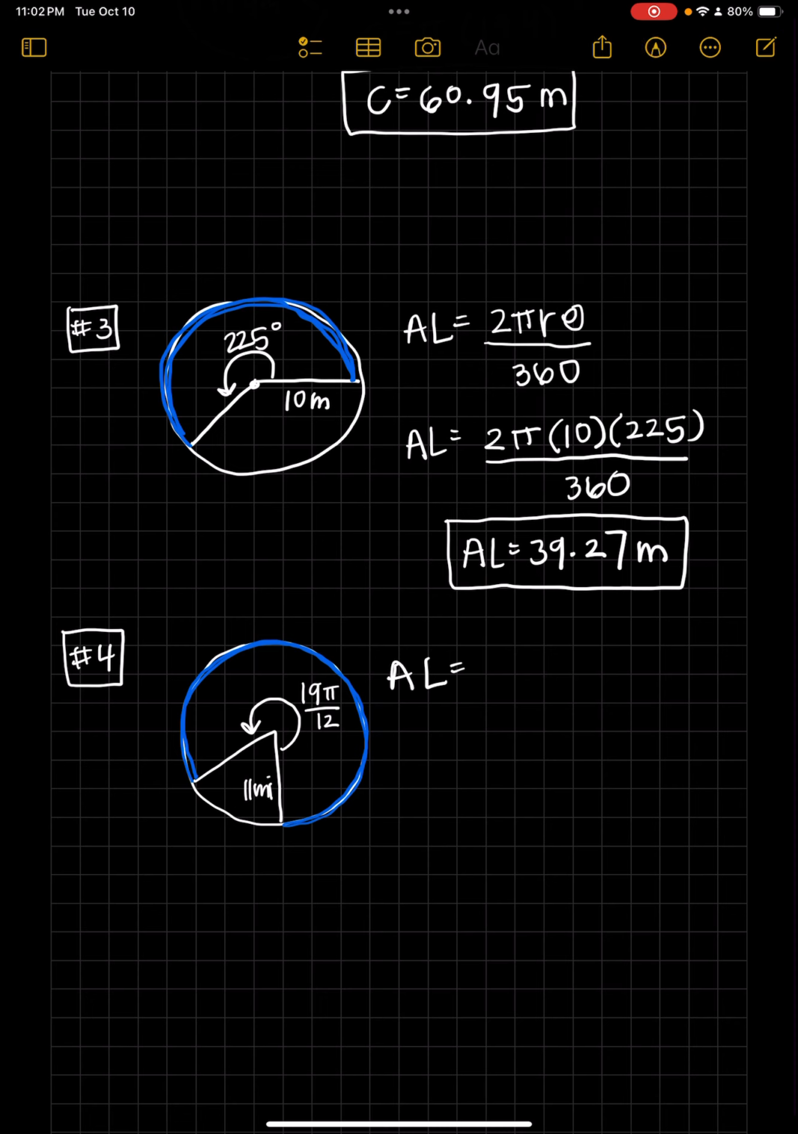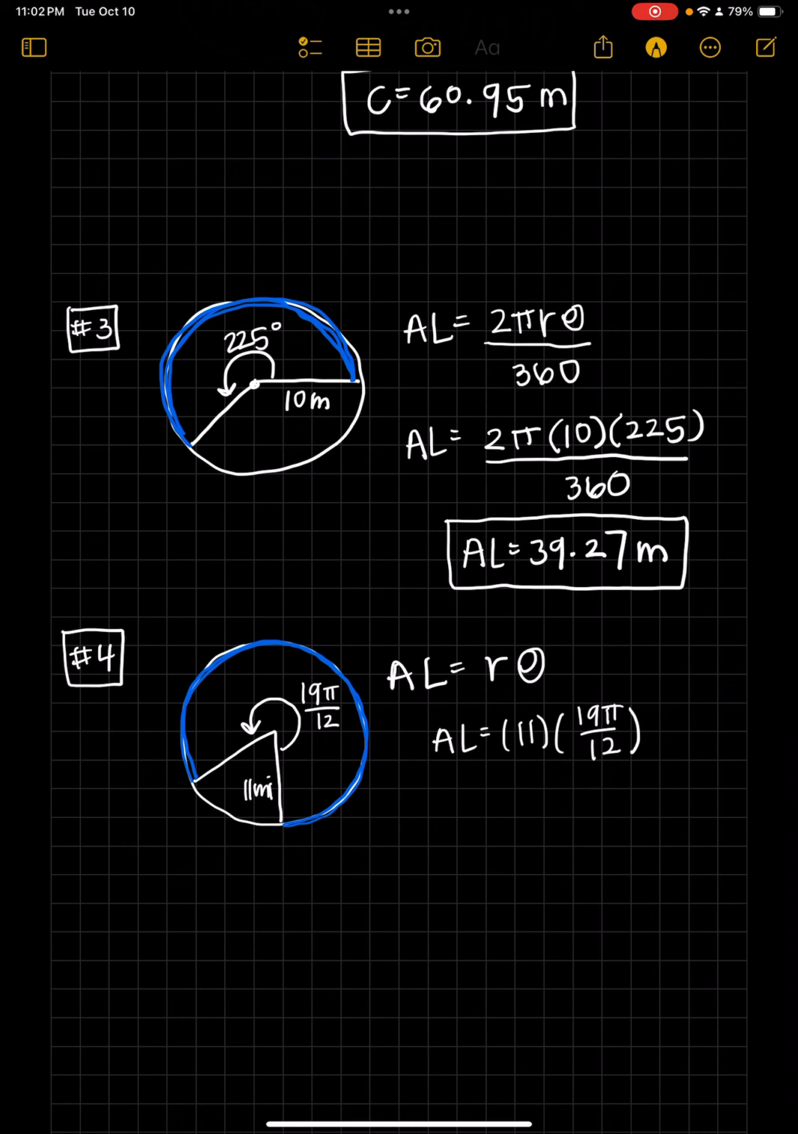All right. And then the last example is another arc length equation, but now instead of being measured in degrees, it's measured in radians. So instead of using the degree arc length equation, we're going to use the radian arc length equation, which is just r times theta. So we know our radius is 11 miles. So I'm just going to replace the r with 11. And then our theta is in radians. So it's 19 pi over 12.